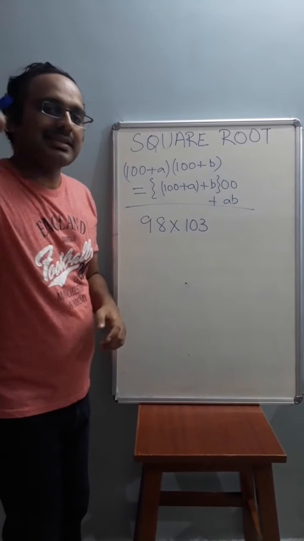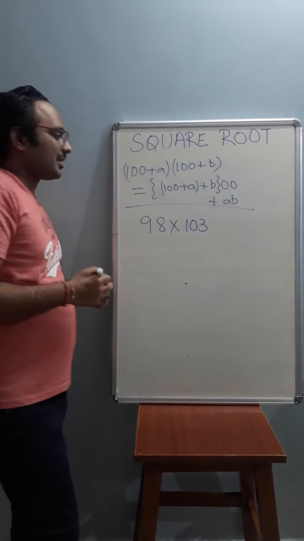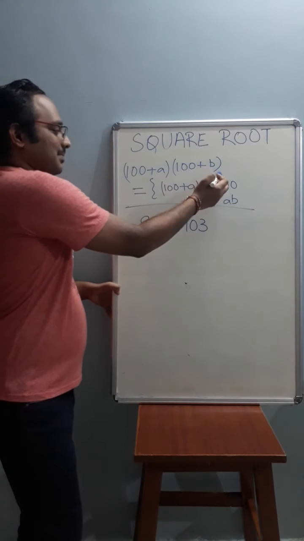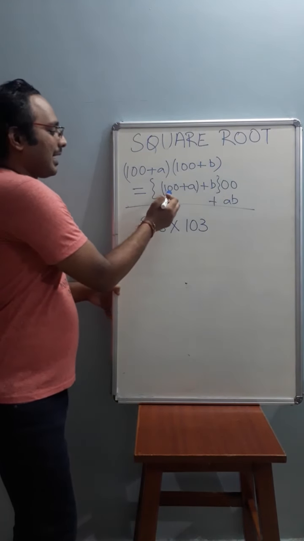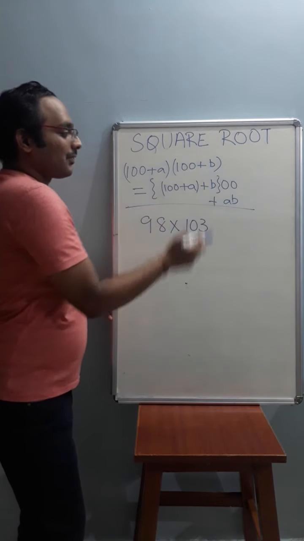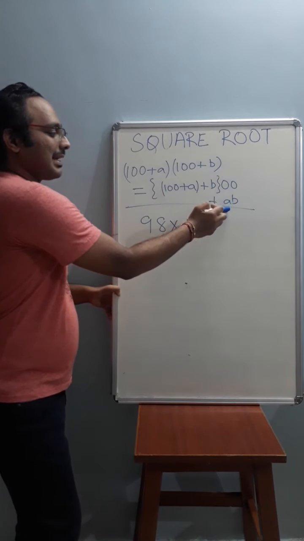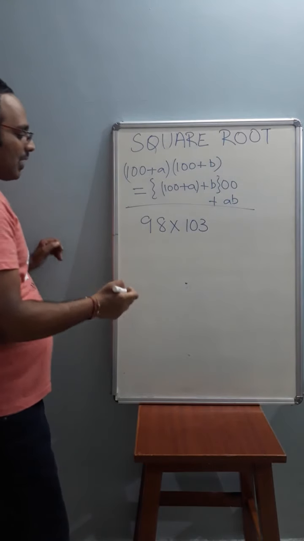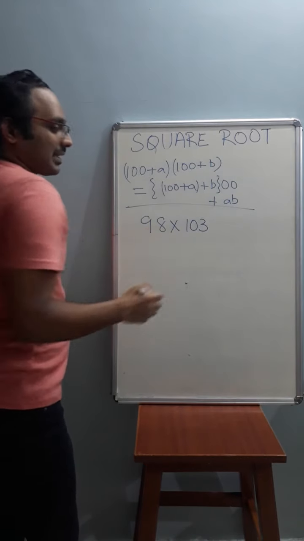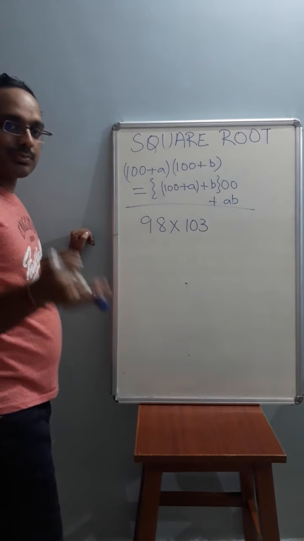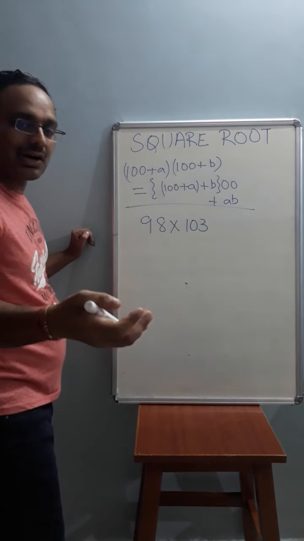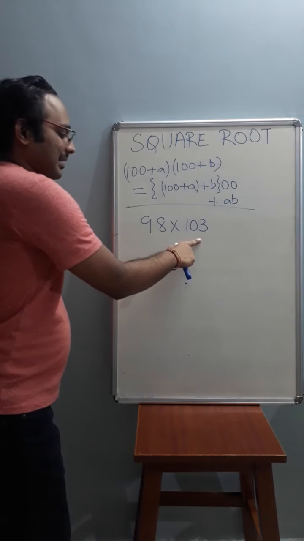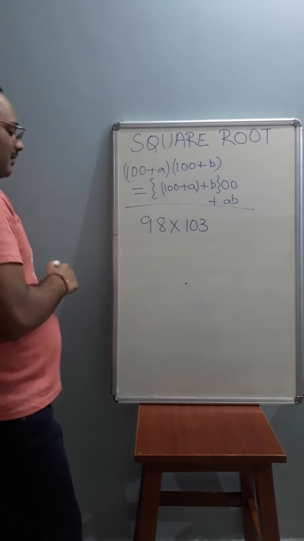Now let's see the extension of the trick. The formula behind the trick is 100 plus A into 100 plus B is equal to 100 plus A plus B followed by 2 zeros plus AB. Having this in mind, let's see how to do 98 into 103. In all my previous examples, both the numbers were lesser than 100 or greater than 100. Here, one is lesser than 100 and one is greater than 100. How to do in this case?